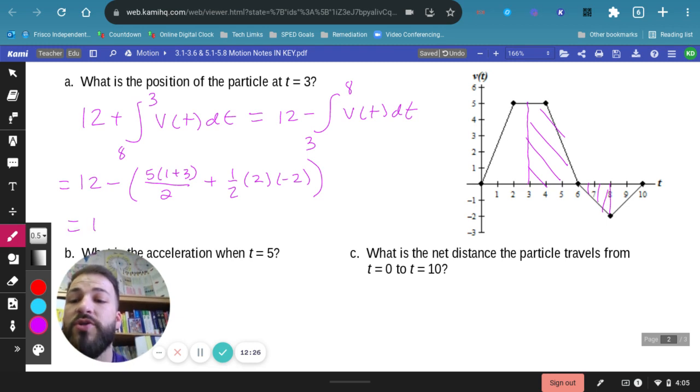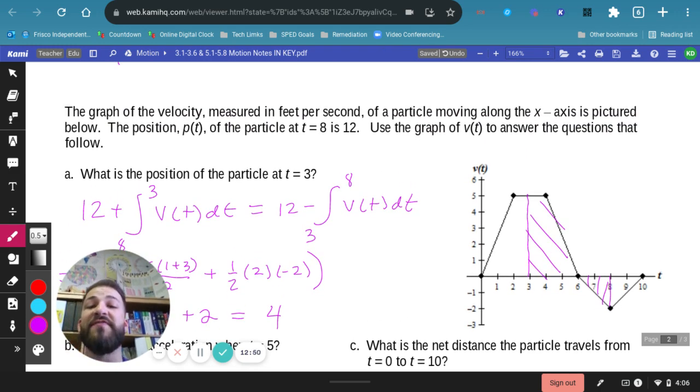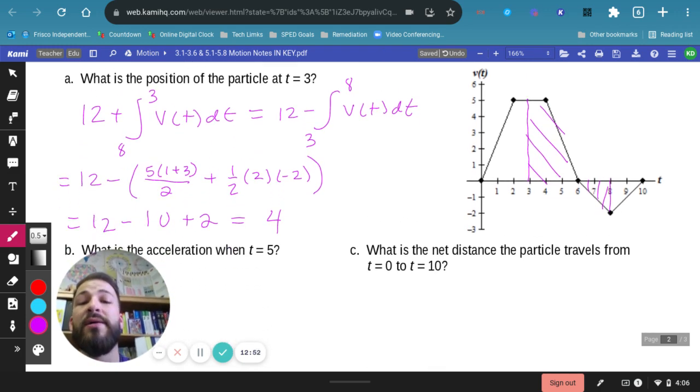And then from here, 12 minus 5 times (1 plus 3) is 5 times 4, which is 20. Divided by 2 is 10, so minus 10. And then 2 times negative 2 is negative 4, times 1/2 is negative 2, but minus a negative is plus 2. So this is 12 minus 10, which is 2, plus 2 is 4. And in this question, we actually do have units. Feet per second is our velocity, so our position should be in feet.